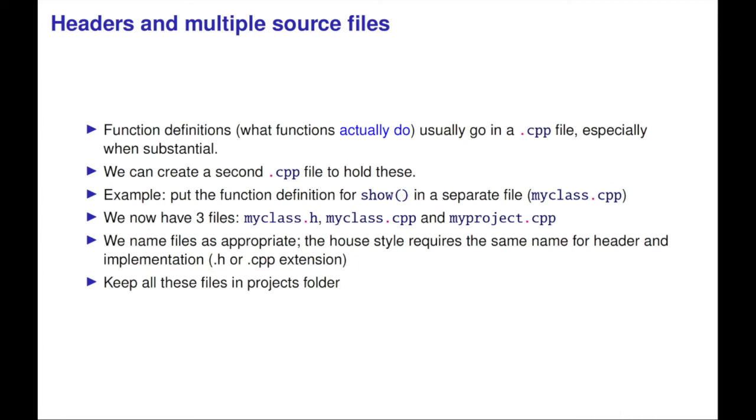Function definitions, whatever functions actually do, usually go in a CPP file, especially when substantial. We can create a second .cpp file to hold these. For example, you could put the function definition for show in a separate file, which would be called myclass.cpp. You would now have three files: myclass.h, myclass.cpp, and myproject.cpp.